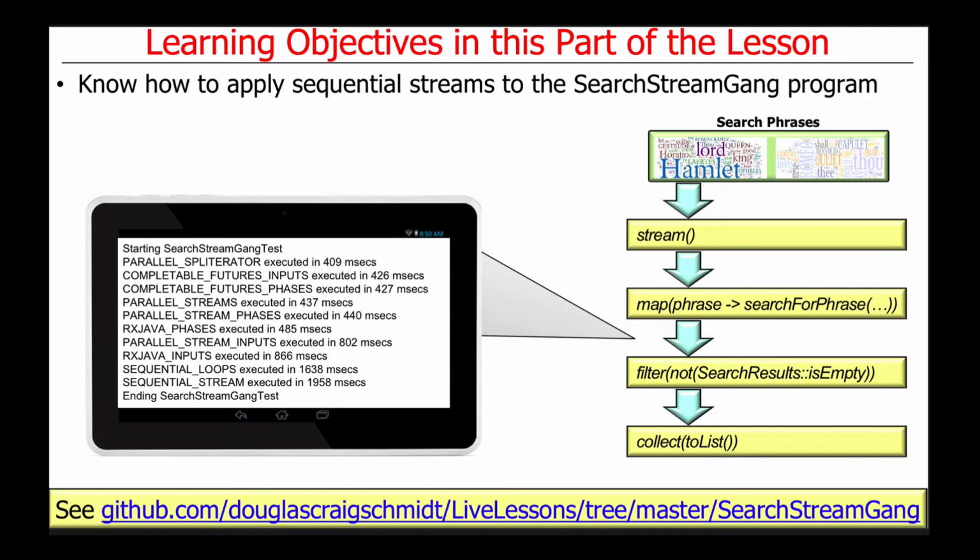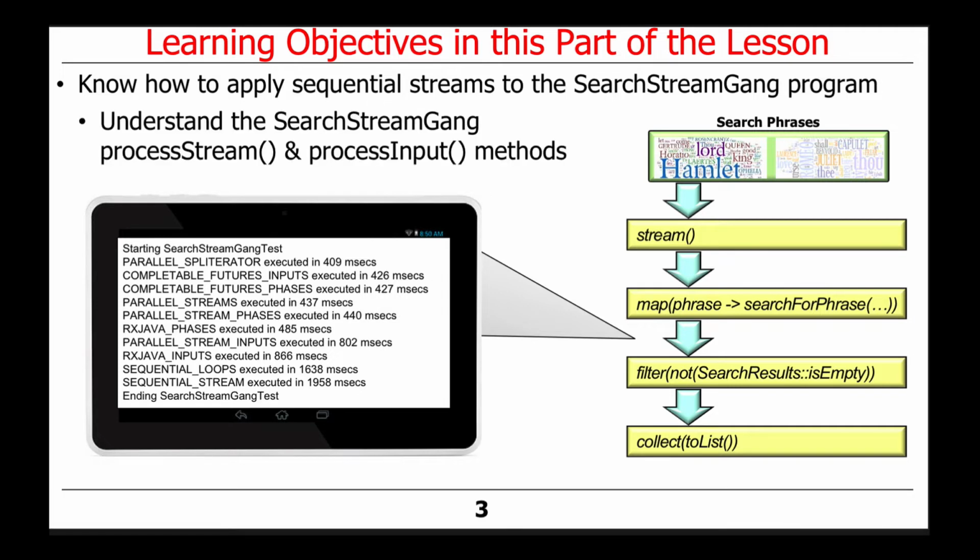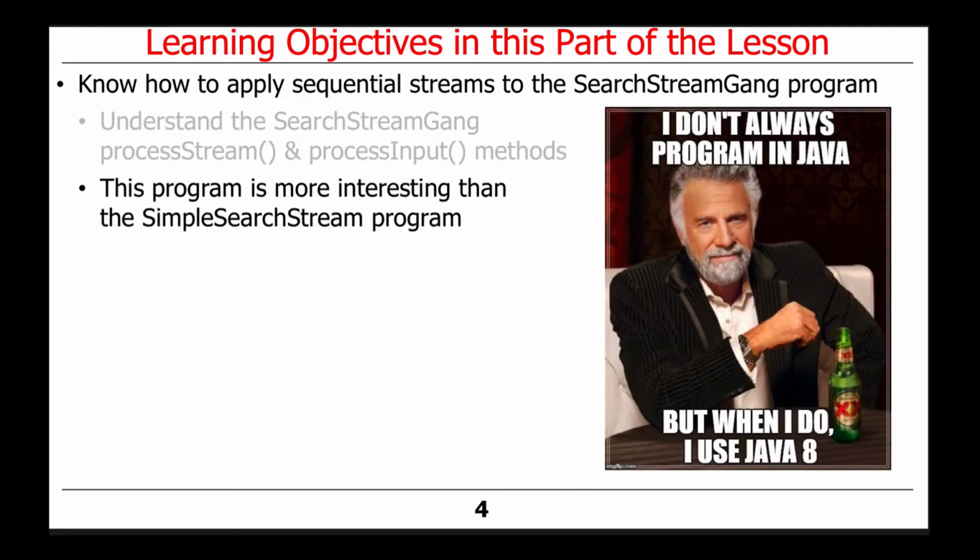I'm going to show you how to write the sequential stream using the various techniques we're going to talk about to teach more about streams, and then we'll speed it up with a flick of the wrist, and it goes way faster. The particular methods we're going to focus on are the process stream and process input methods. They're going to show off the different Java 8 features we want to focus on. And this program is a lot more interesting than the simple search stream program, especially when we start to jazz it up with parallel computing.